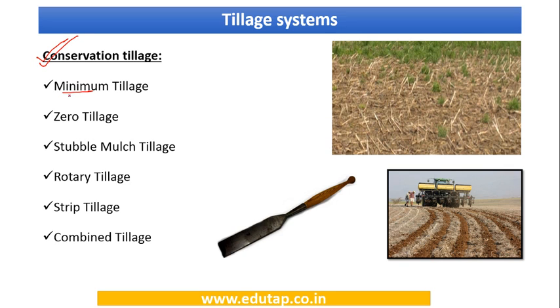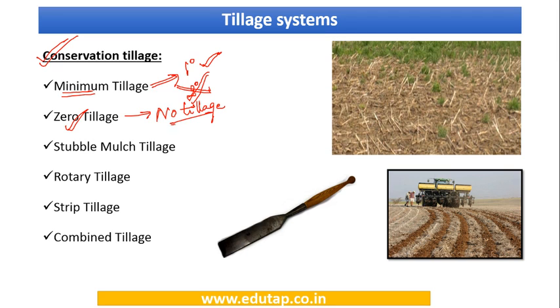First one is the minimum tillage. What you're doing in minimum tillage is performing the primary tillage operations, but when it comes to secondary tillage operation, you are avoiding this. So you have minimized the number of tillage operations that you need to perform. Then you come to zero tillage. As the name itself says, it is no tillage operation.